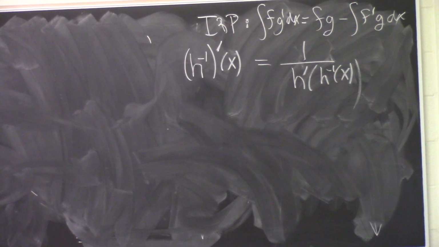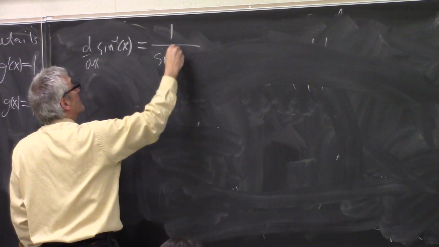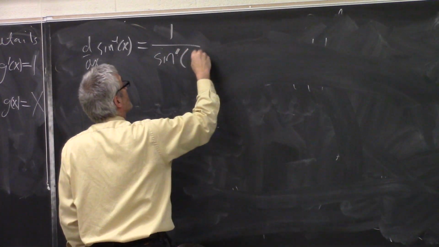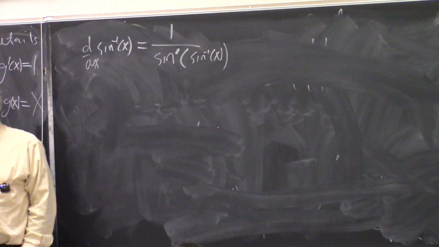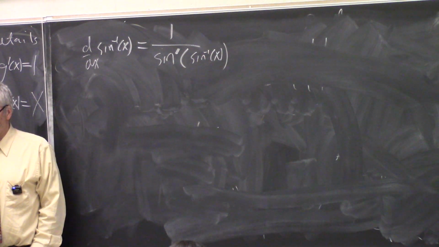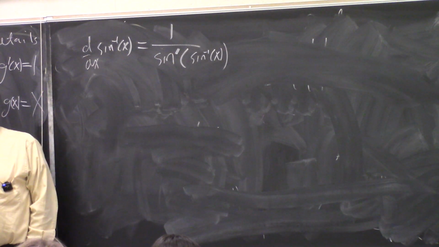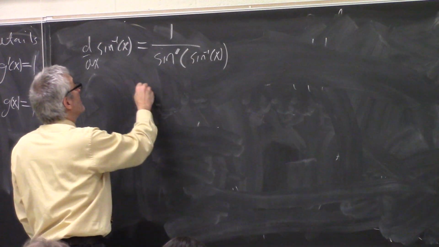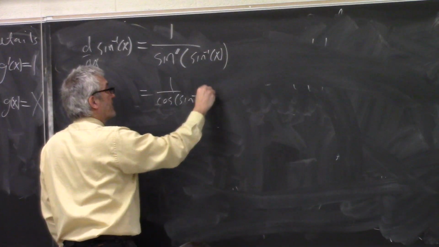This means that the derivative of sine inverse of x is going to be 1 over sine prime of sine inverse of x. Now raise your hand if you know what sine prime is. The derivative of the sine function. Good. So this is going to be 1 over cosine of sine inverse of x.